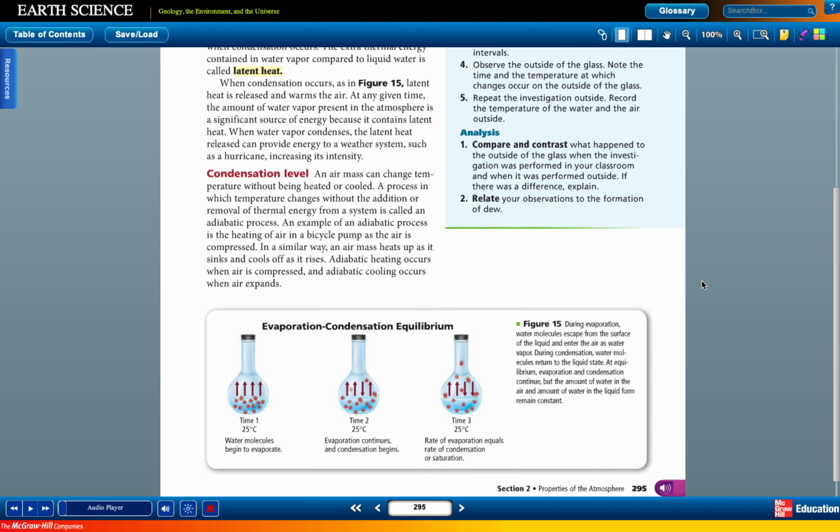Figure 11.15. During evaporation, water molecules escape from the surface of the liquid and enter the air as water vapor. During condensation, water molecules return to the liquid state. At equilibrium, evaporation and condensation continue, but the amount of water in the air and the amount of water in the liquid form remain constant.